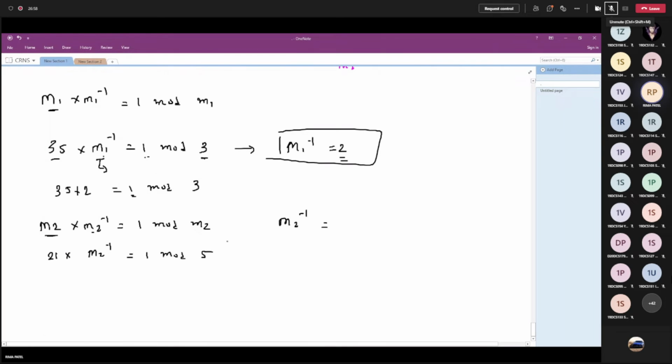We have to start from 1, so 1 will work. Right, 5 fours are 20 and the remainder will be what? 1. So M2 inverse value is 1. Okay, and tell me for M3 inverse.